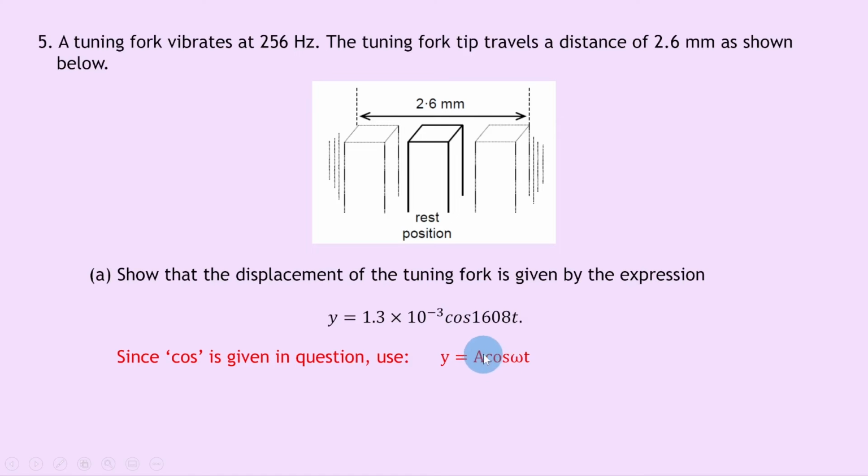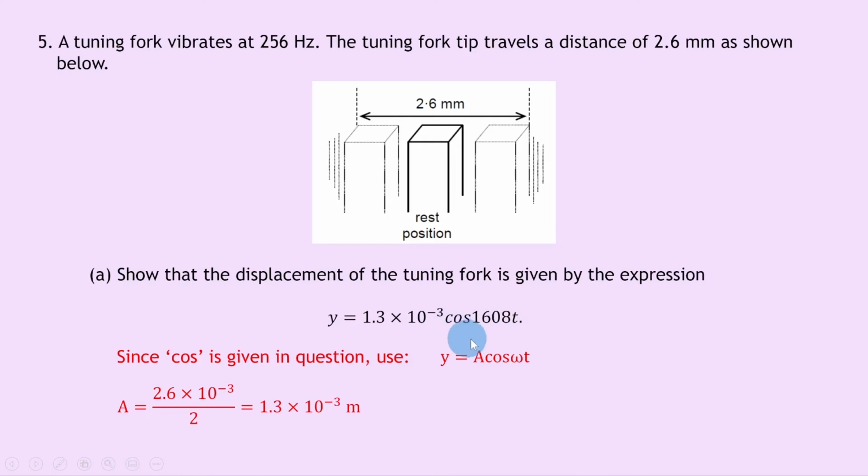Firstly, to show that the amplitude is given by this value here, we can see that the tuning fork tip will go from its rest position to a maximum amplitude at this side and a maximum amplitude at this side. So that is going to be half of this distance, 1.3 millimeters. So if I take my 2.6 millimeters, I have A equals 2.6 times 10 to the minus 3 meters divided by 2, which equals 1.3 times 10 to the minus 3 meters. And that's where I get this value from.